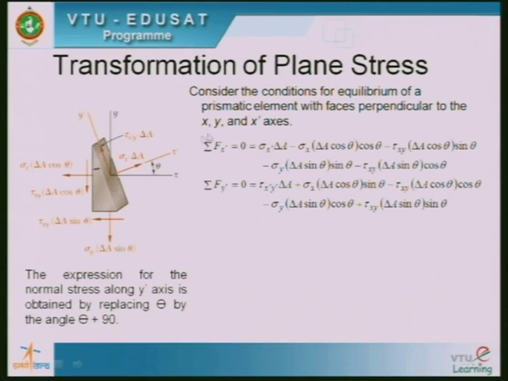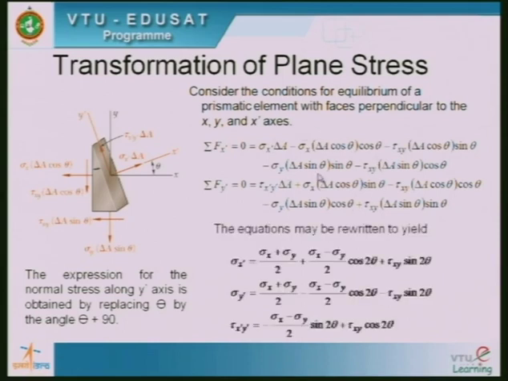So if I resolve this by using the trigonometric relationships, I am going to get the equation which is appearing now on your screen. Now rewriting this, the equations may be rewritten to yield sigma x dash is equal to sigma x plus sigma y by 2, plus sigma x minus sigma y by 2 cos 2 theta, plus tau xy sin 2 theta. Now it is better that I explain how you get this equation. I think I will erase this and then explain that.